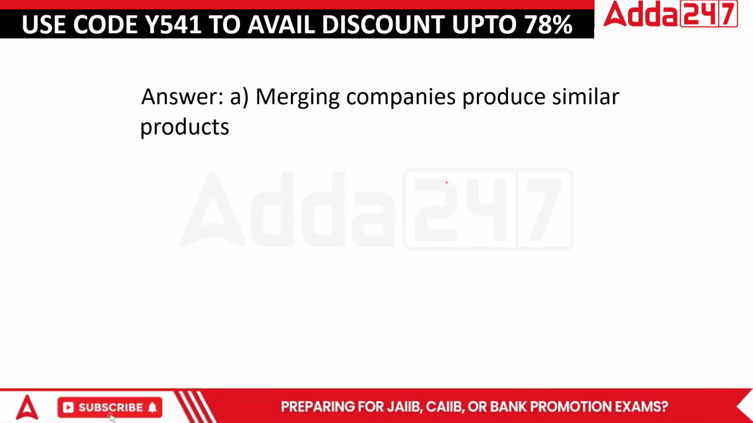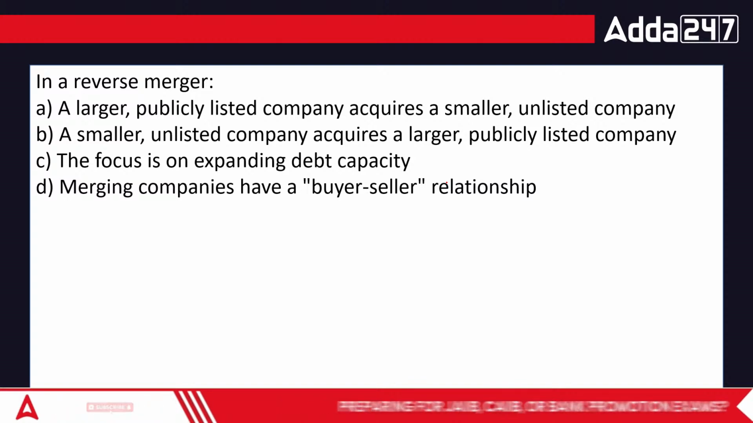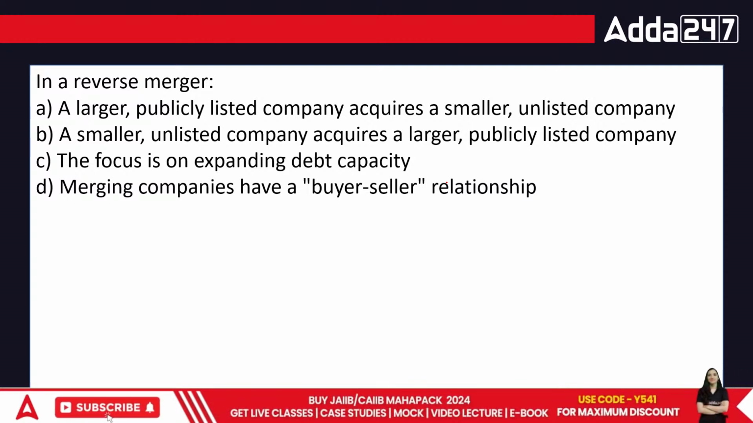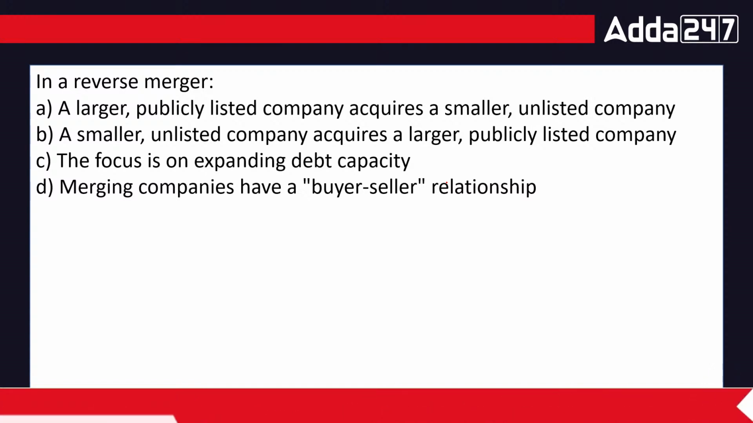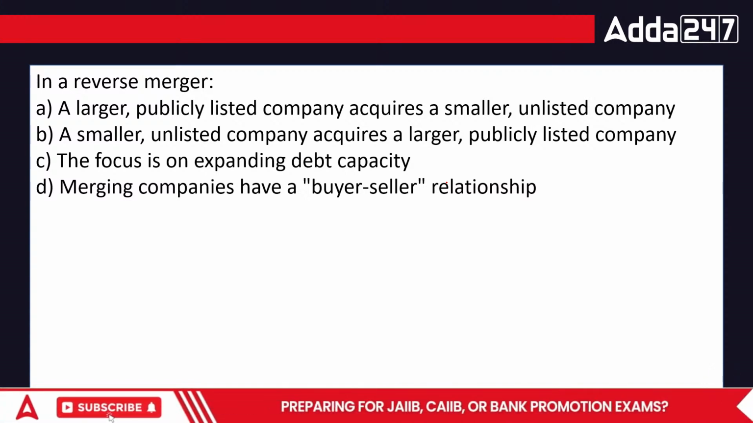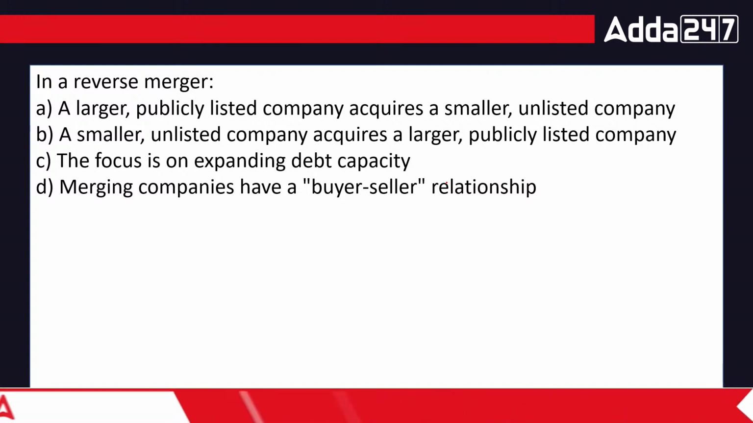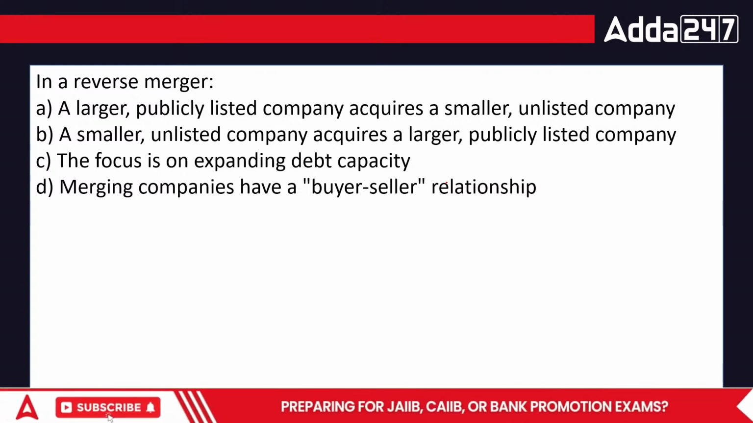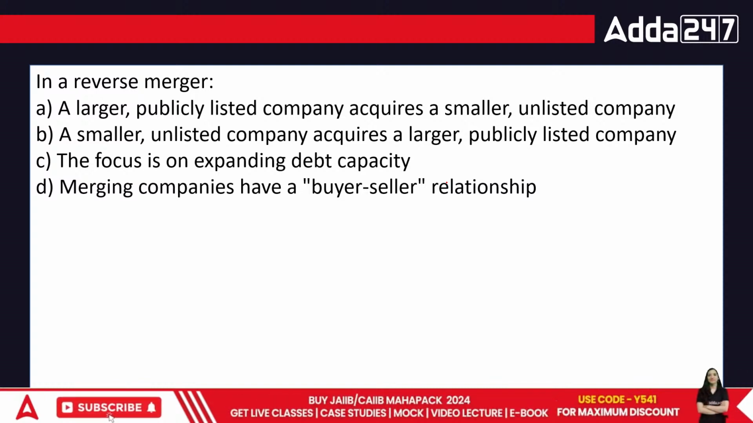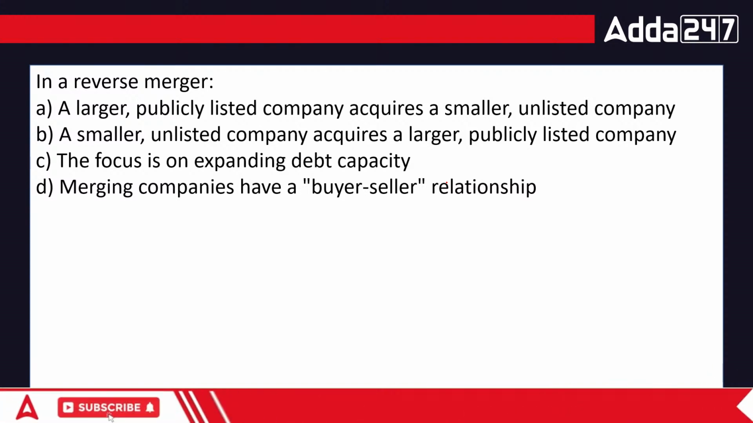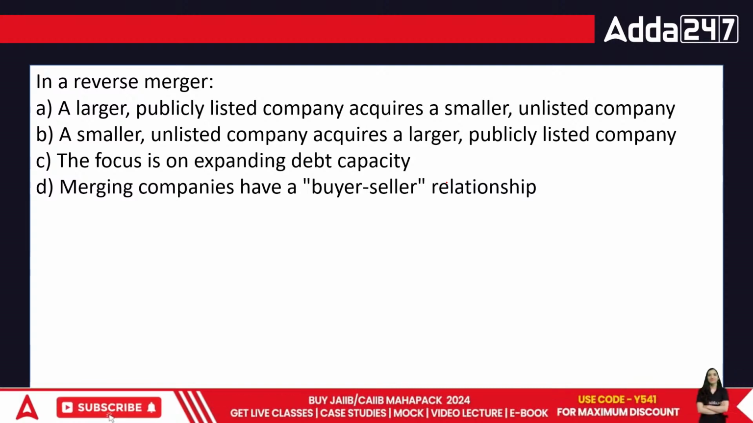Then comes the next point. What is a reverse merger? We have just discussed it. A large publicly listed company acquires a smaller one? No, the smaller one buys the larger one. The focus is on expanding it. Or merging companies have a buyer-seller relationship? They do, but actually a merger is basically not buyer and seller. They're two equals coming together. In a reverse merger, the smaller fish will eat the larger fish, because the larger fish has a reach which the smaller doesn't have. Okay?